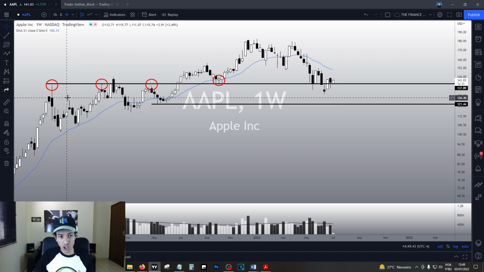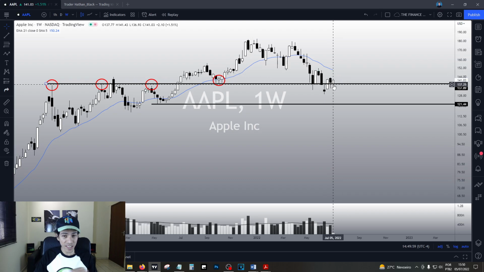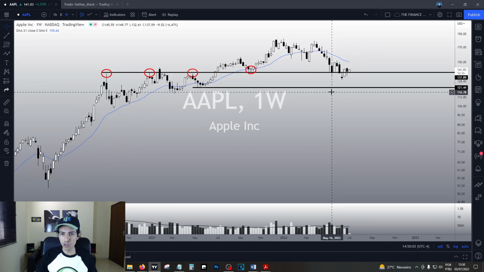Around this area, which was a previous resistance over here, over here, over here, and it did work as a support in 2021 and in May 2022 as well. Right now we are dancing around this black line, the 137 area, and this is it. Still, it is a bull trend.